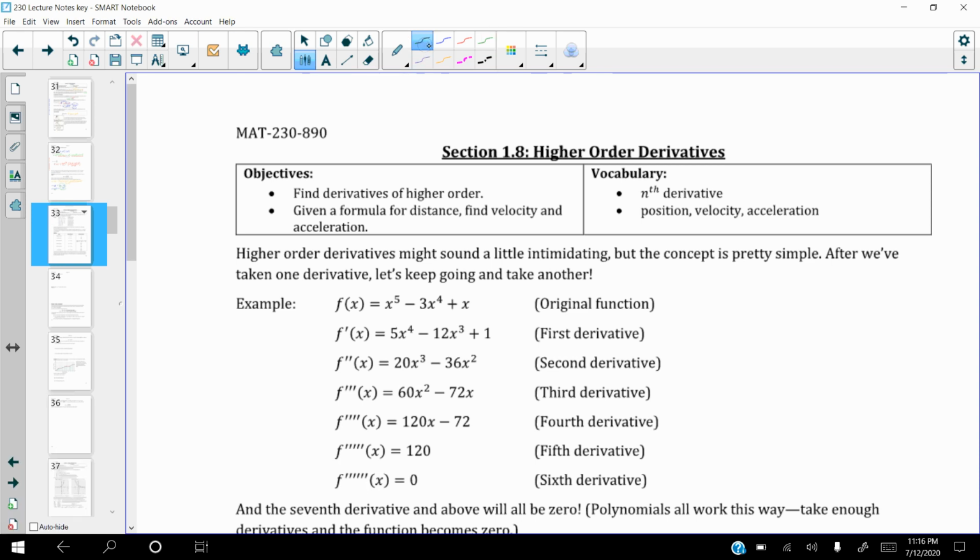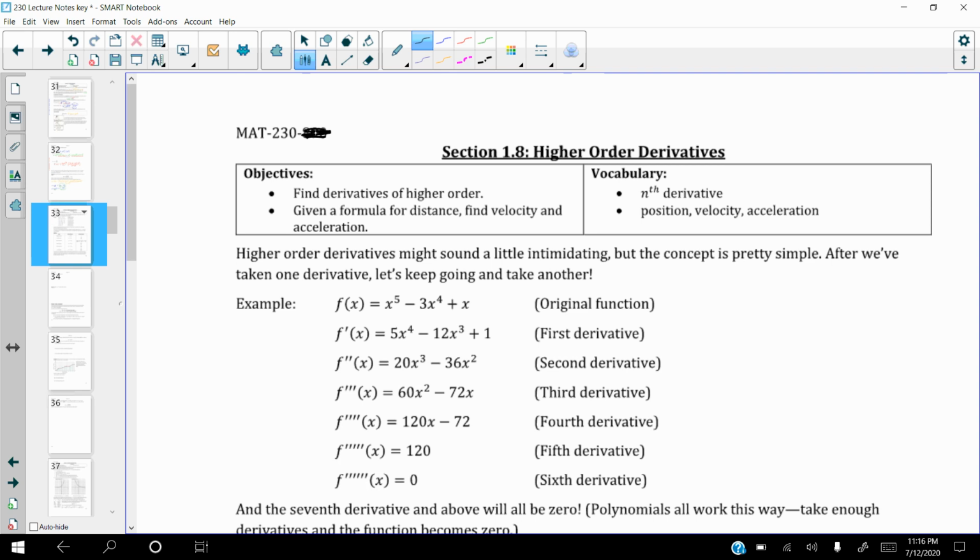All right, section 1.8. This is the last of the sections in chapter 1. Higher order derivatives. So our objectives are to find derivatives of higher order, and given a formula for distance, find velocity and acceleration. So some of our vocabulary: the nth derivative, and position, velocity and acceleration. Those are actually a couple of the better, easier applications for us to talk about.